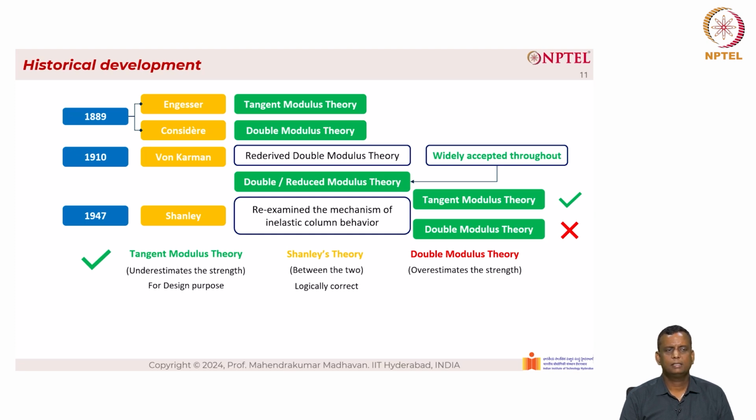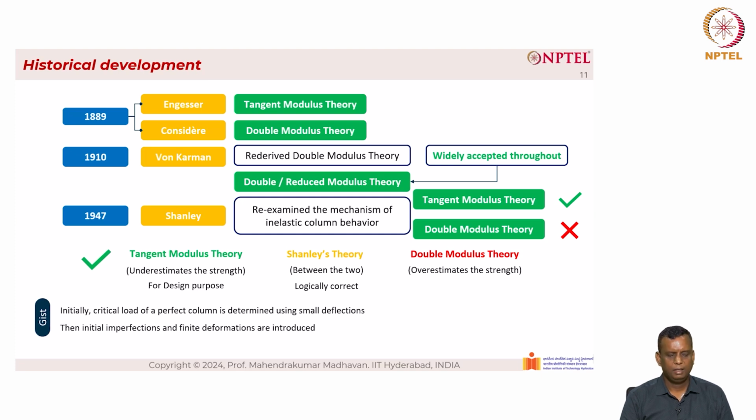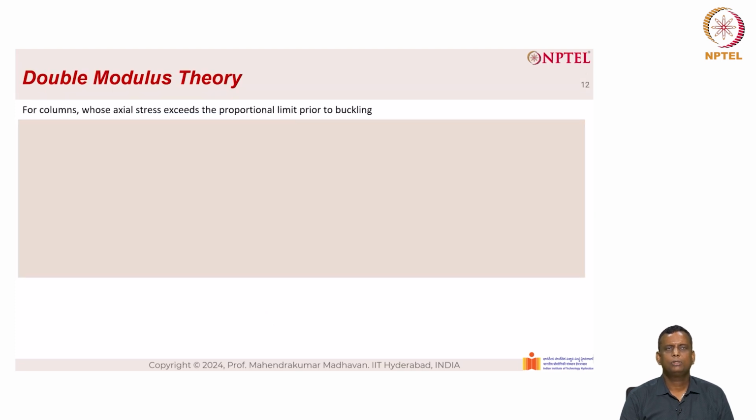So the gist here is, initially, critical load of a perfect column is determined using small deflections. Then initial imperfections and finite deformations are introduced. Theoretical findings are used to develop design criteria for real engineering structures. So now let's talk about double modulus theory. For columns whose axial stress exceeds the proportional limit prior to buckling, the following assumptions were made.